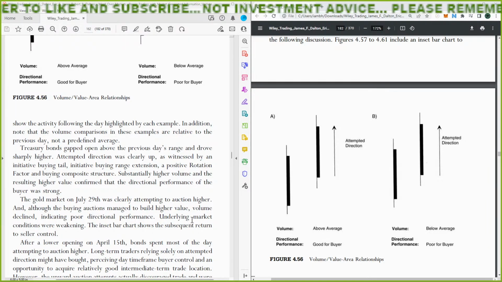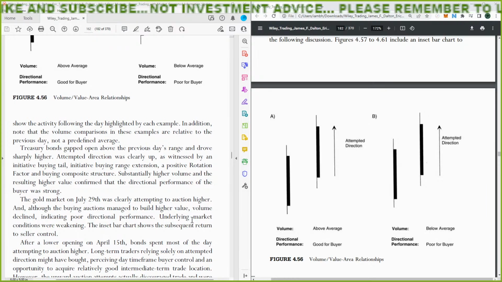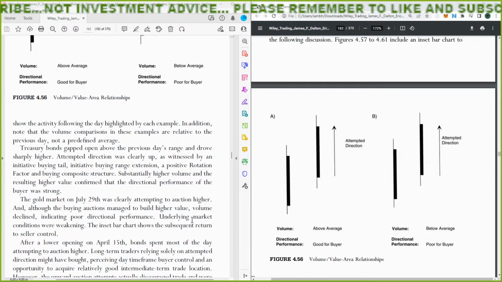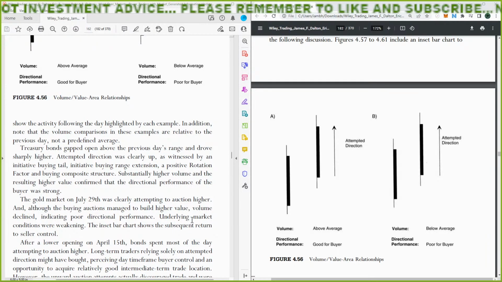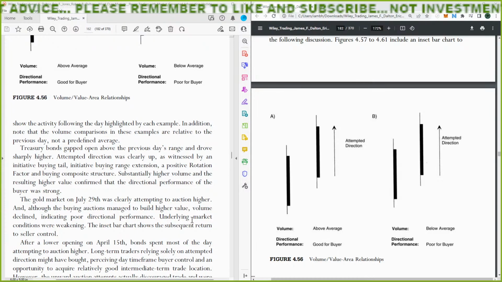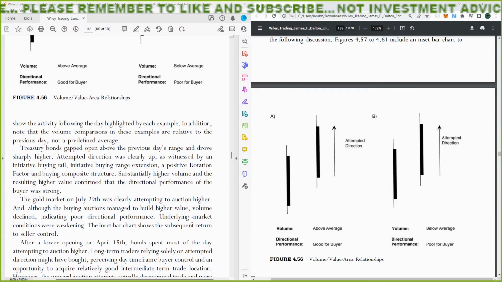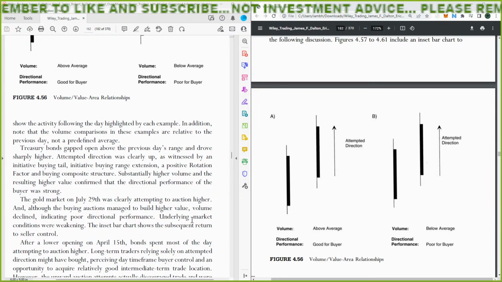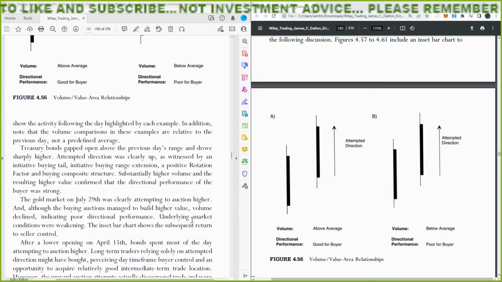The gold market on July 29th was clearly attempting to auction higher. And although the buying auctions managed to build value higher, volume declined, indicating poor directional performance. Underlying market conditions were weakening. The insert bar chart shows the subsequent return to seller control.